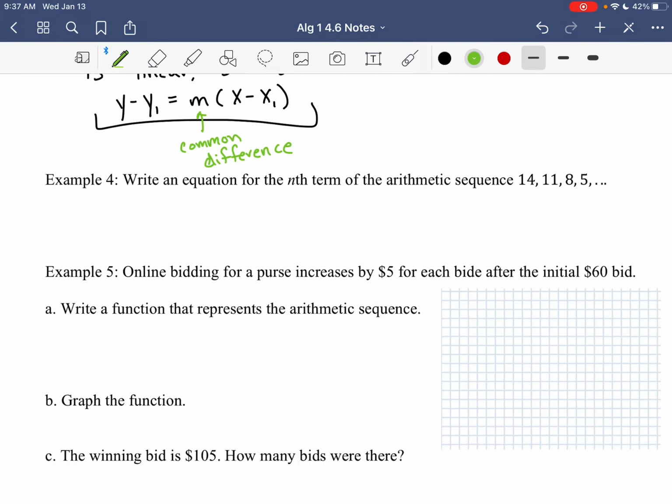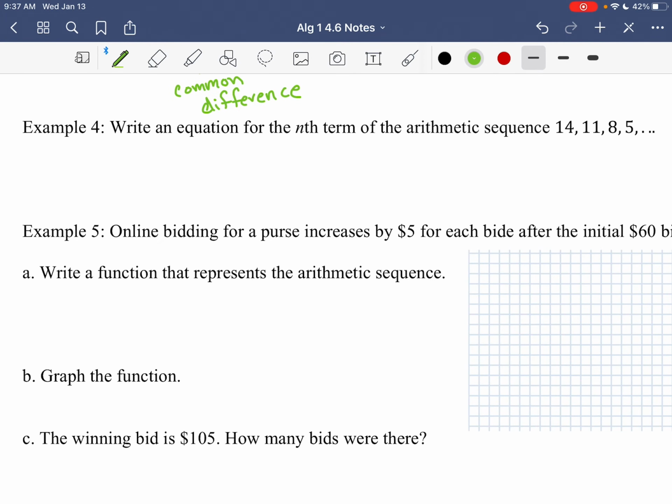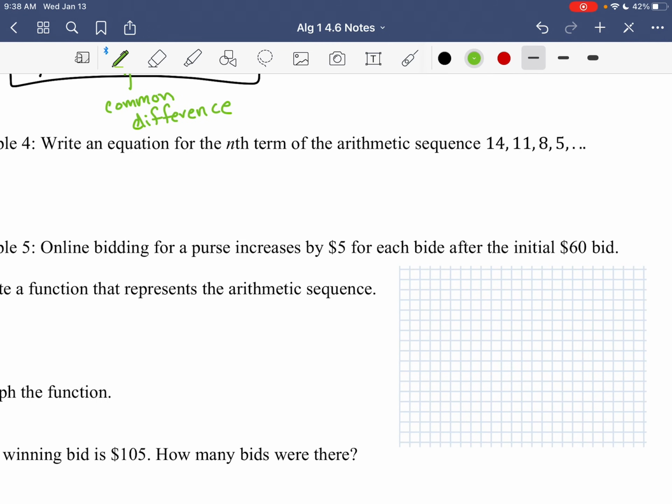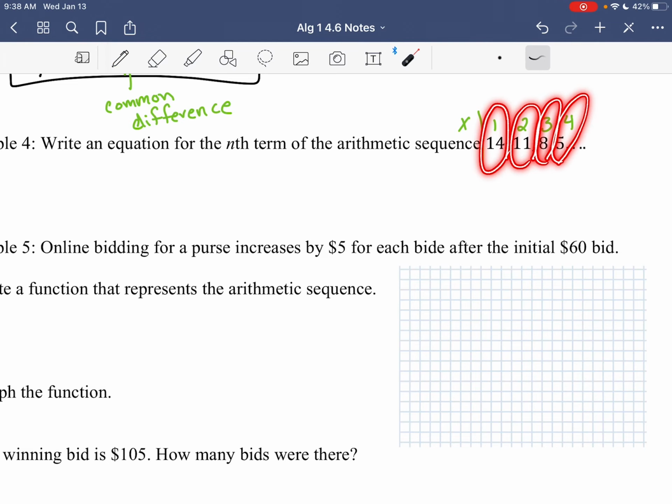Okay, so first things first is to come up with your ordered pairs. We want to write an equation for the nth term of this arithmetic sequence. They give us the sequence, again remembering this is the first term, this is the second term, this is the third, this is the fourth. So my x's are the term number, and the y's are the actual term value. So I have the points (1, 14), (2, 11), (3, 8), (4, 5).